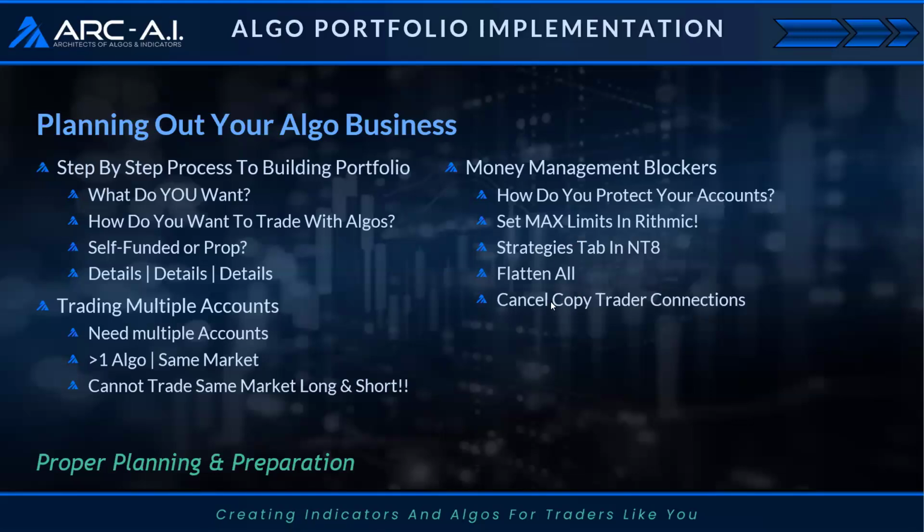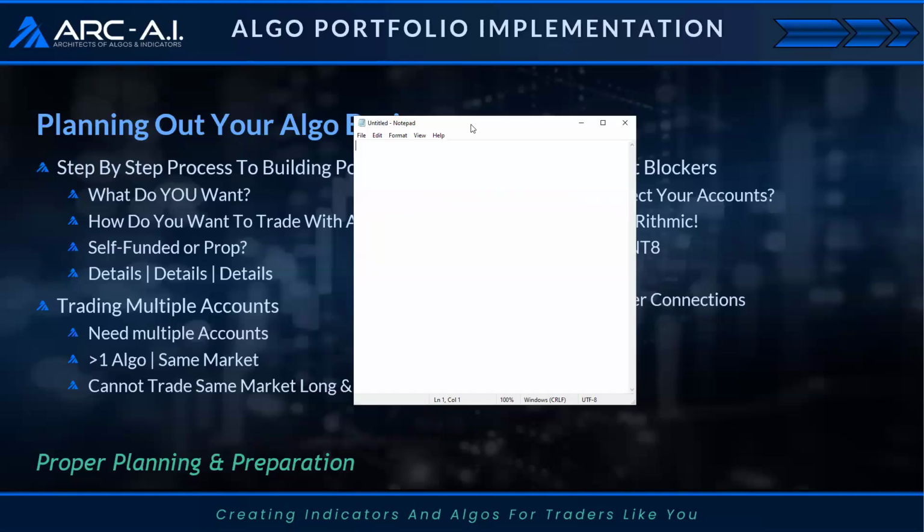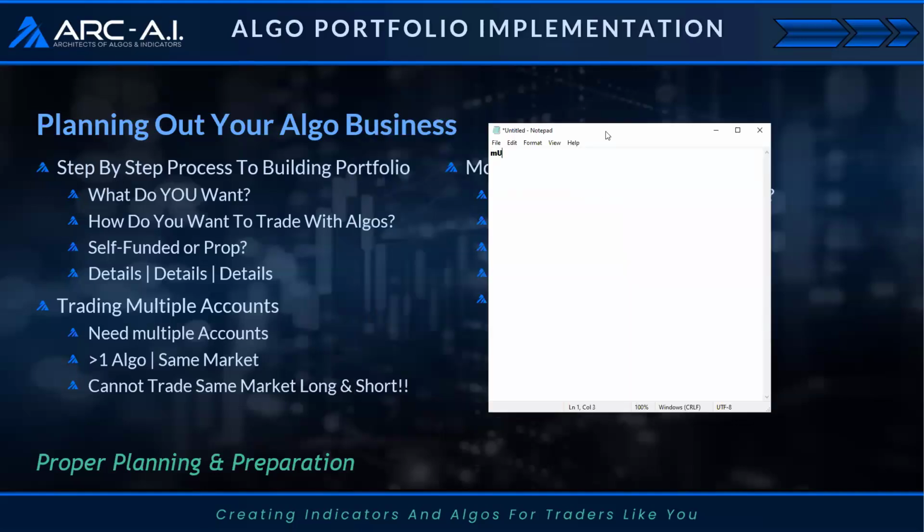Another thing you want to do, if things are going haywire, is cancel the copy trader connections. Always pay attention to your copy trader and make sure that you're staying on top of that as well. So here's the suggestion. When you're starting out with building this process out, start with multiple SIM accounts. Prove the model, test the model, get used to doing it live.